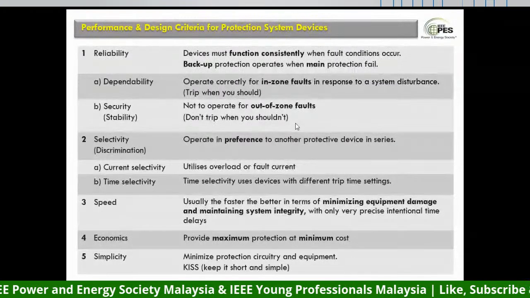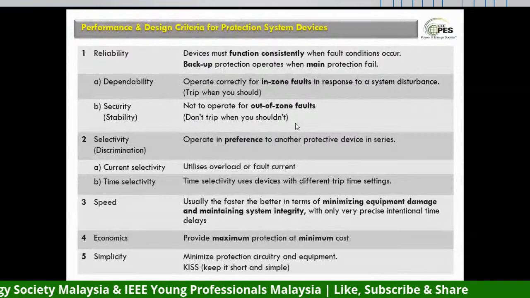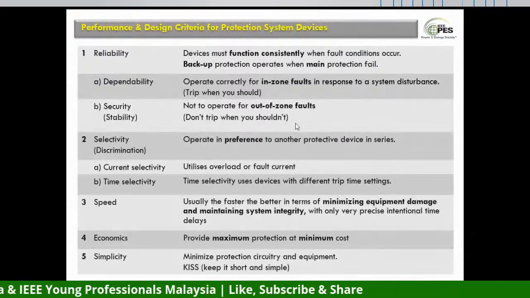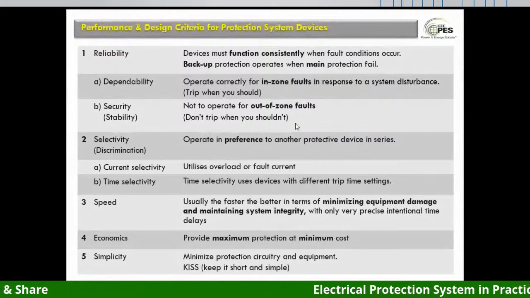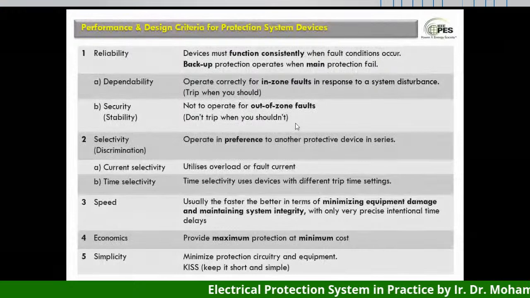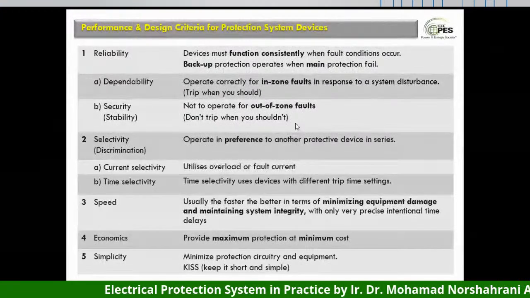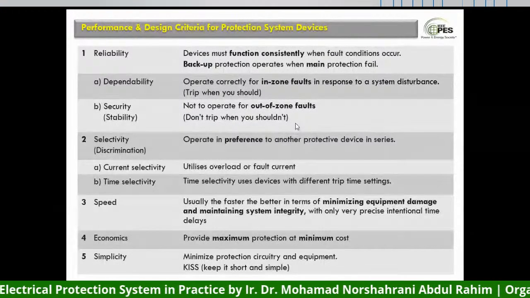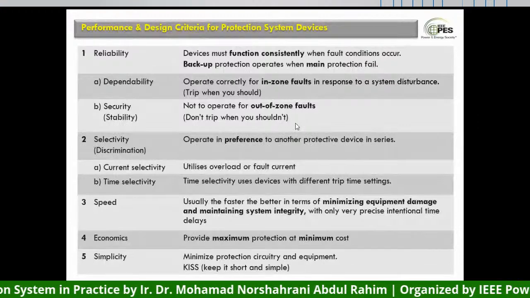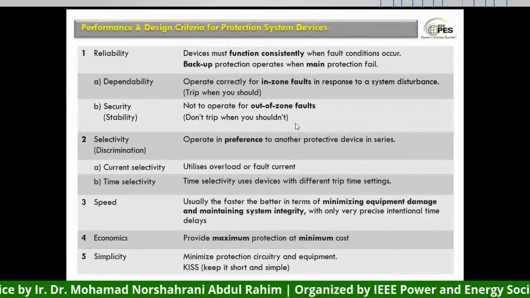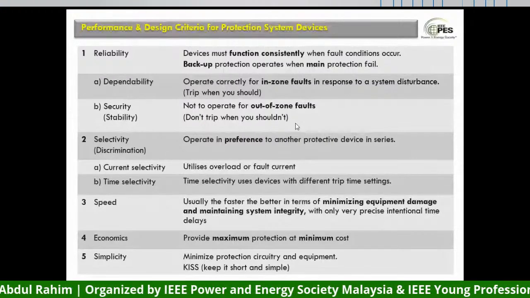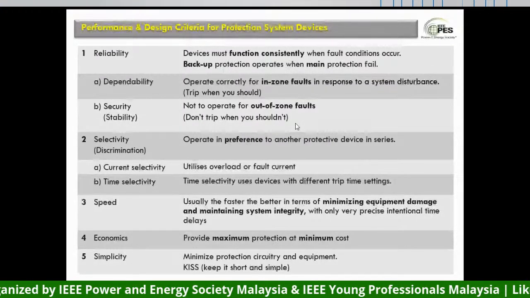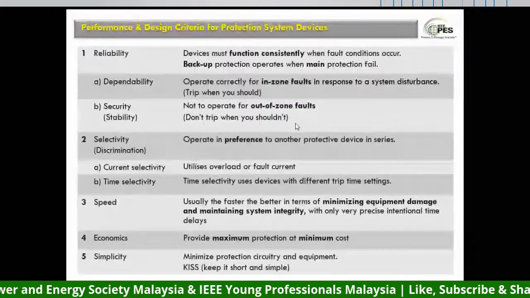Okay. And the second criterion is selectivity, or some people call it discrimination, which means a preference for which device should trip first. In this case, we have two selectivities, which are in terms of current and time. So for those doing the setting values, we need to know how to do the setting on time and current. Okay. Another factor is the speed.